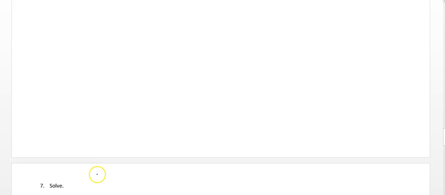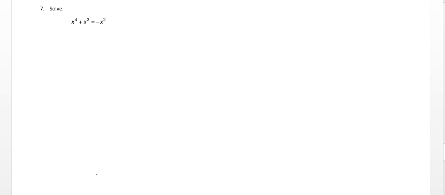Moving on to number 7. x to the 4th plus x cubed equals negative x squared. Once again, please pause this recording to see if you can do this one on your own. Factor out the common factor of x squared.